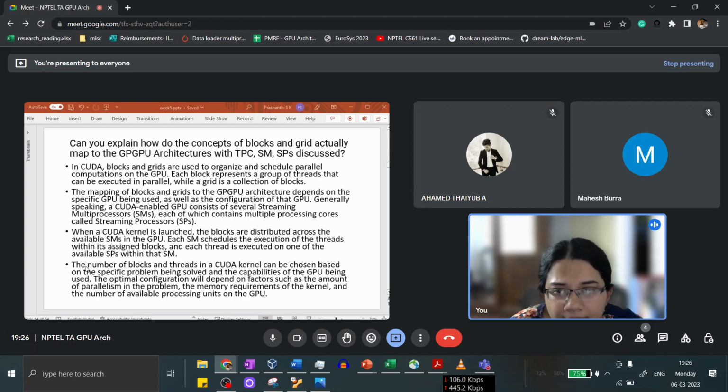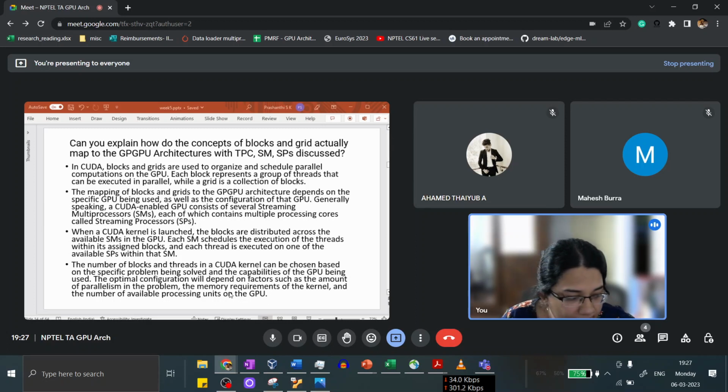Now the last point talks about how you choose this. The number of blocks and threads in a CUDA kernel can be chosen based on the specific problem being solved and the capabilities of the GPU being used. The optimal configuration will depend on factors such as the amount of parallelism in the problem, the memory requirements of the kernel, and the number of available processing units on the GPU. Right, so this again tells you that it also depends on the problem being solved.